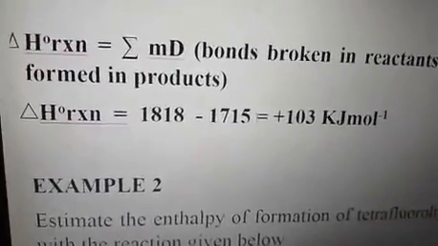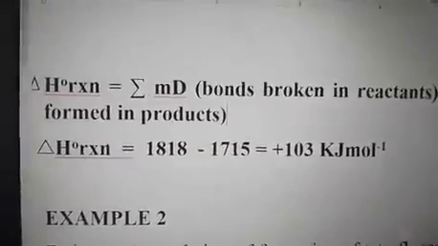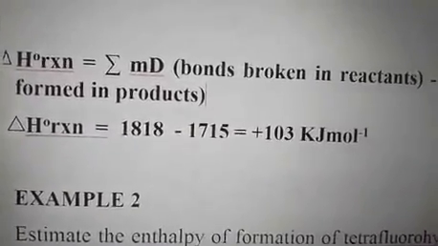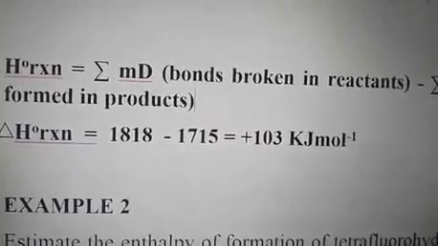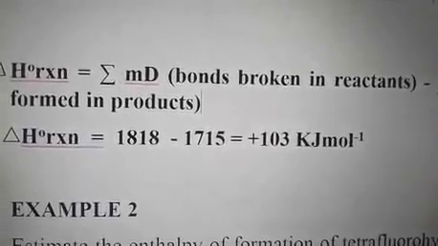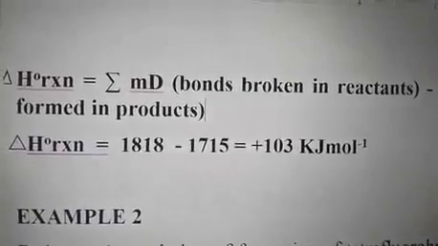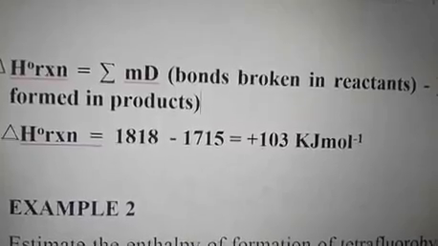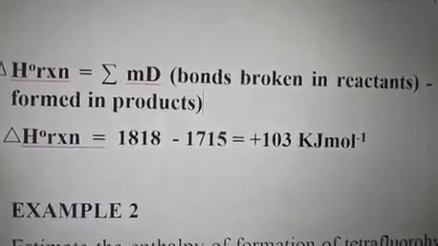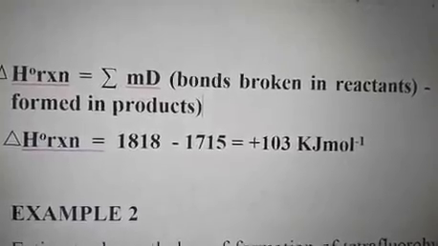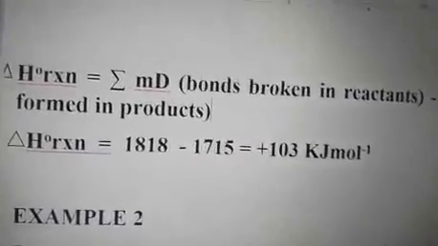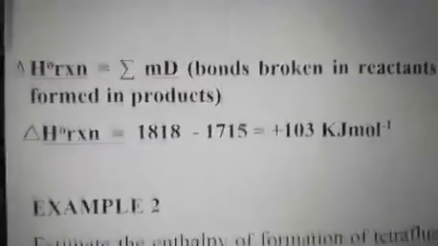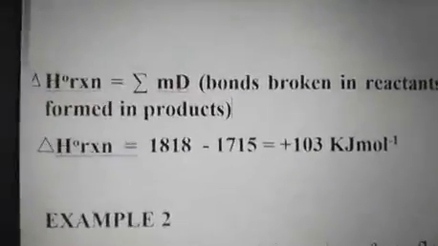103 kilojoules of energy is absorbed in the formation of, that means 103 kilojoules of energy was absorbed when 1 mole of hydrazine was formed from its constituent elements. That means the enthalpy change of 103 kilojoules was absorbed, because the reaction is endothermic. You can see the positive sign, plus 103, when 1 mole of hydrazine was formed from its constituent elements, which include nitrogen and hydrogen. So we'll go to example number 2.